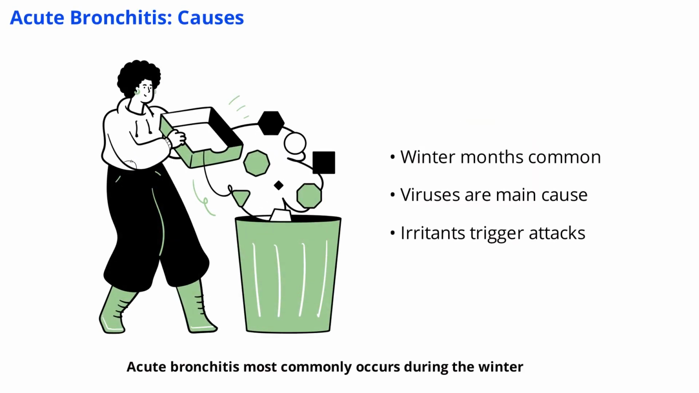Acute bronchitis most commonly occurs during the winter months and is often triggered by respiratory viruses. Cold, damp climates and exposure to irritants like air pollution or cigarette smoke can precipitate attacks. The most common infectious agents are rhinovirus, coronavirus, influenza virus, and adenovirus. In children, parainfluenza viruses and mycoplasma pneumoniae are also frequent causes.